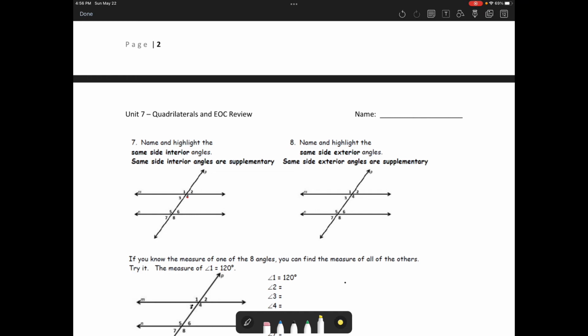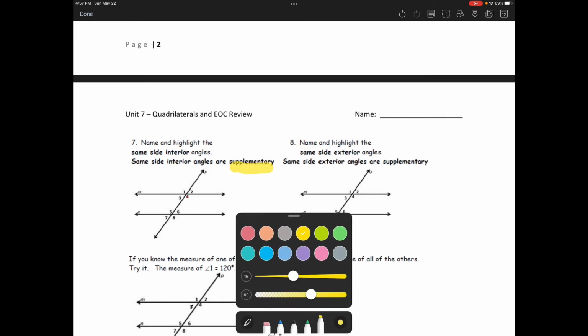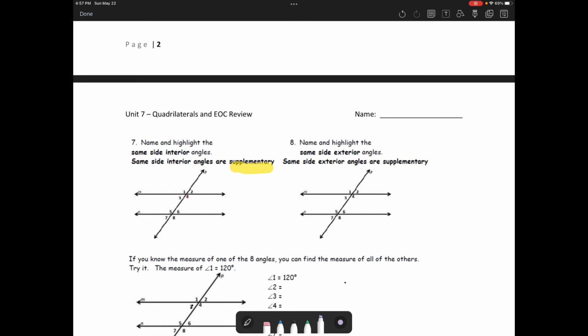Same side interior angles are supplementary. So that means that their sum is 180. So again, just choosing a different color. Let's choose purple. We haven't done purple all day. So same side interior would be 4. That doesn't look like 4, it looks like 2.